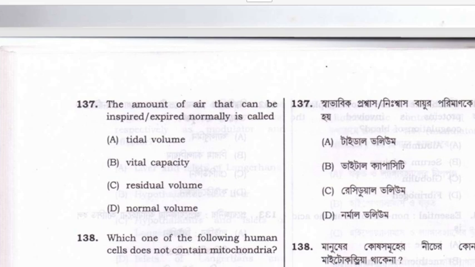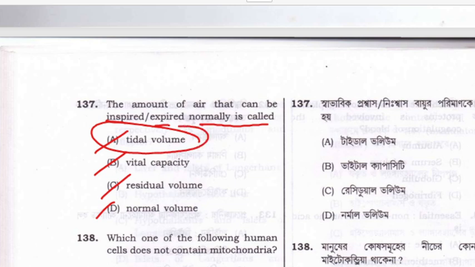The amount of air that can be inspired or expired normally is called tidal volume, vital capacity, residual volume, or normal volume. So the amount of air that can be normally inspired or expired is known as tidal volume.